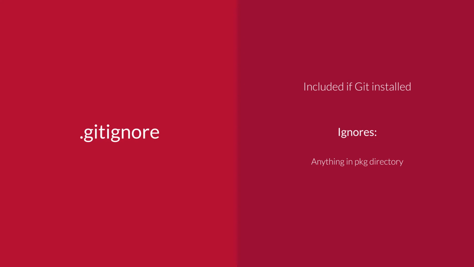There is also a .gitignore file, and this is only included if you have Git installed. Anything in the package directory and anything with a .gem or .bundle extension are ignored. There's also a gemspec file. This is where all the information intended for RubyGems is placed: the name, description, and homepage of our gem. As stated above, this is where we specify our gem's dependencies as well.